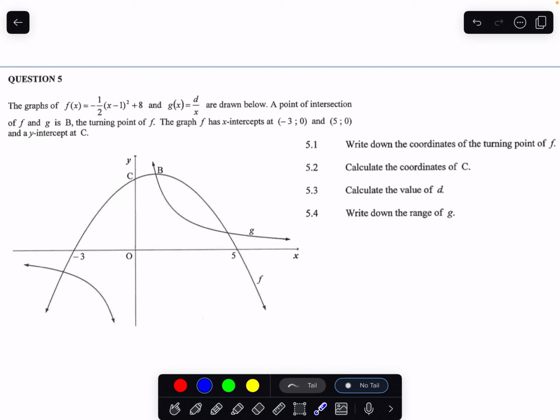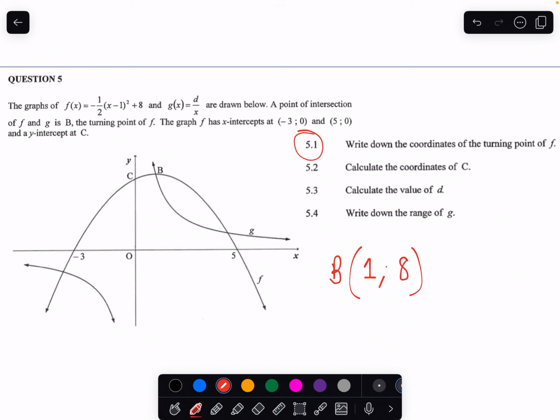their definitions. Right, so the first question, 5.1, says write down the coordinates of the turning point of f. Okay, and we've spoken about that. We can already read it from the function as it's been given to us. So the turning point, which is B, is positive 1 as the x coordinate and positive 8 as the y coordinate.